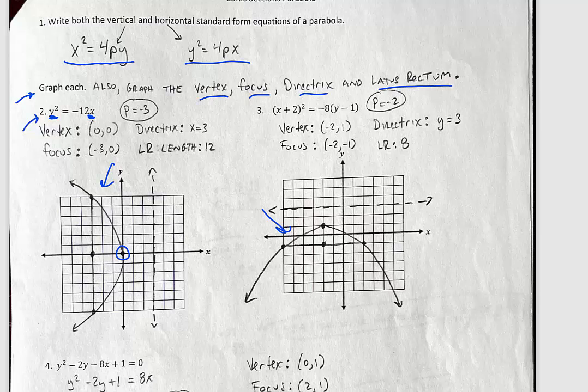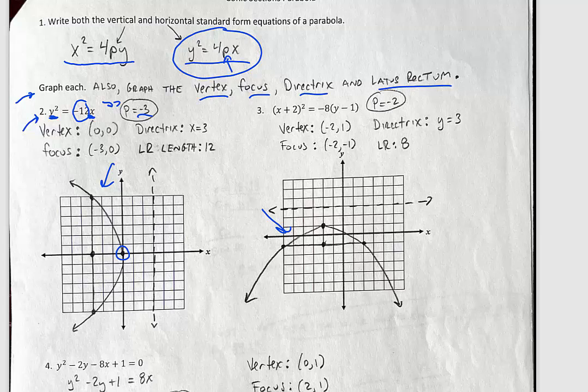Notice in my equation here, y squared equals 4px. This is my value of p. So when I look at this, I've got this negative 12 here. I'm going to divide by 4 to figure out what p is. Well, when I divide by 4, I'm going to get p is negative 3. That's what you can see right there. From there, I can get all the other information I need.